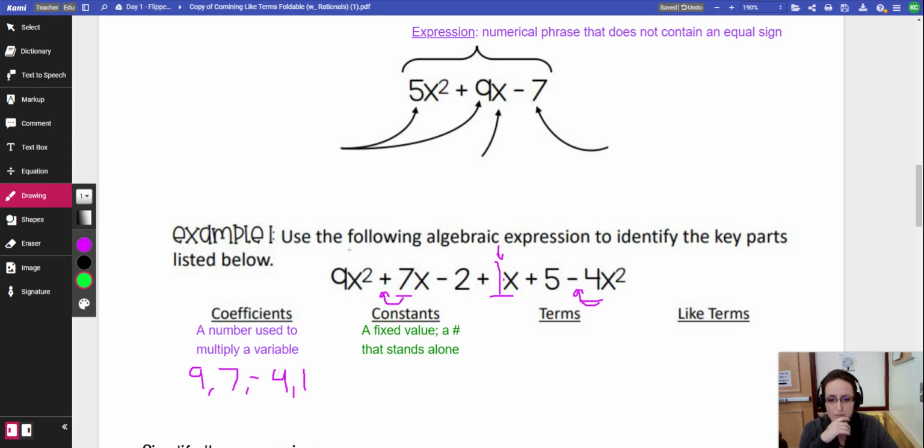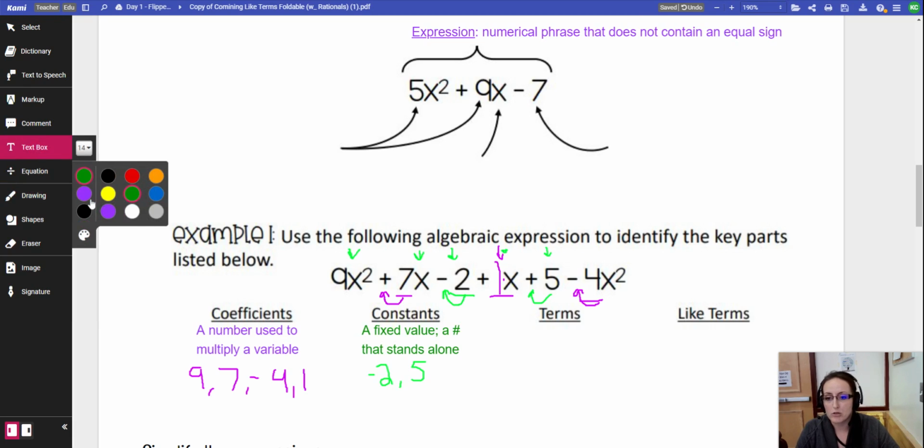Well, let's go through. I got a variable there, got a variable there. Oh, I don't have a variable here. I have just a 2 that stands alone. And I know the sign in front, the operation, is going to determine whether or not that's a positive or a negative 2. So therefore I know one of my constants is negative 2. I'm going to check. No, that's got a variable. Oh, I'm at another number that doesn't have a variable. And the sign in front tells me that this is going to be a positive 5. So in this particular expression, I only have 2 constants.